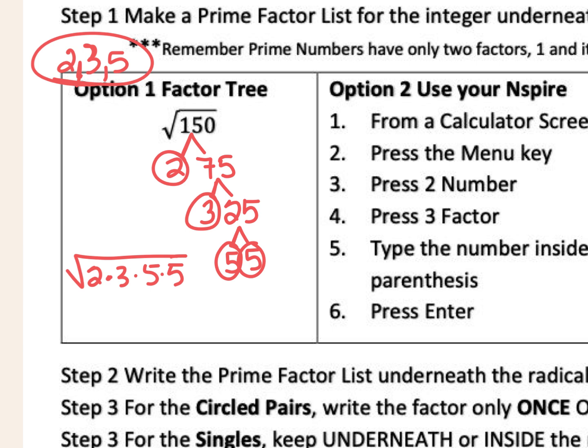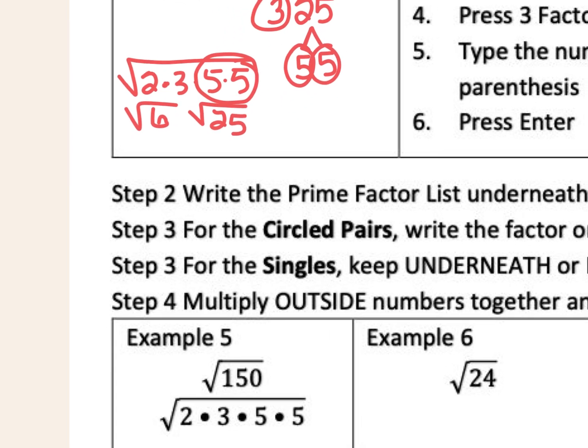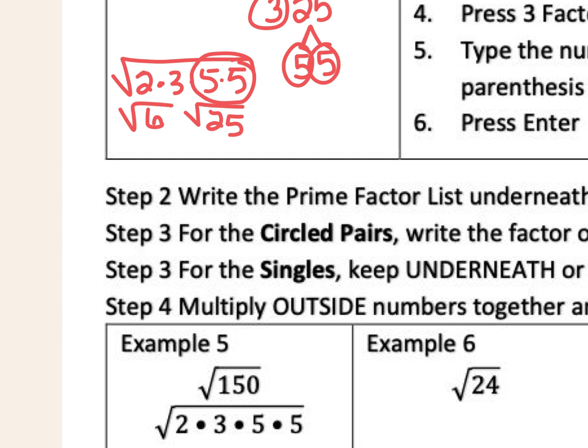Okay, now because this is a square root, there's a little invisible 2 here. That means we're looking for pairs. Well, I have a pair right here, don't I? I could rewrite this as the square root of 6, that's 2 times 3. What do you know about 5 times 5? Square root of 25. Is one of these a perfect square? Can I find the square root of 25? What do I get? I get 5.